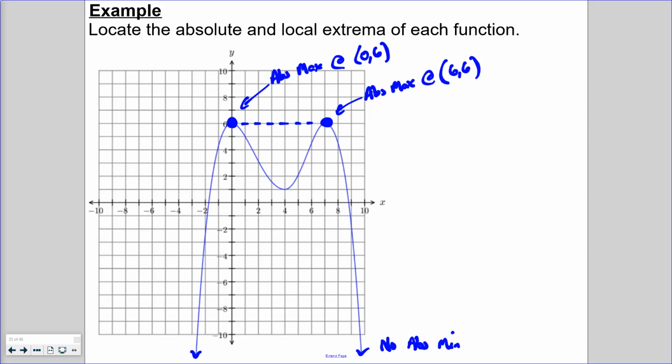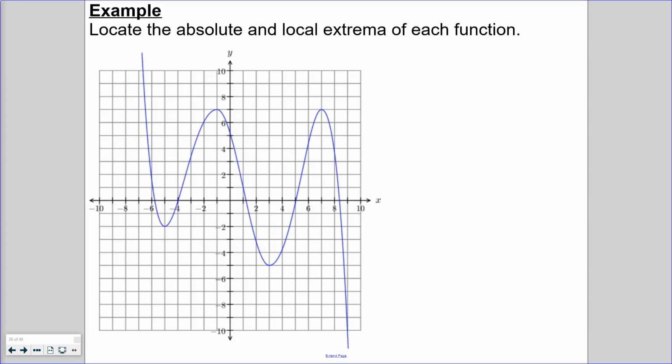Then we can check local max and mins. We have a peak right here and a peak right there, so that means we would have a local max at the point 0, 6, and we would have a local max at 6, 6. Just like the previous problems, our absolute maxes and our local maxes can be the same point. But that means we're then going to just have one local minimum value at the point 4, 1. And there we have all of our absolute and local extrema.